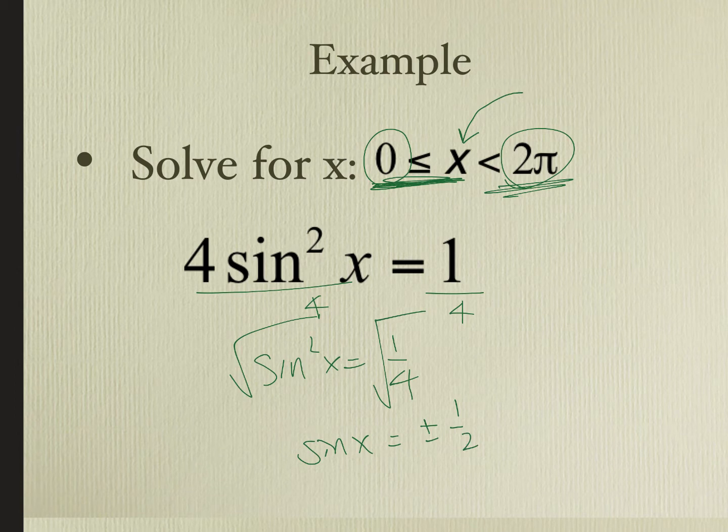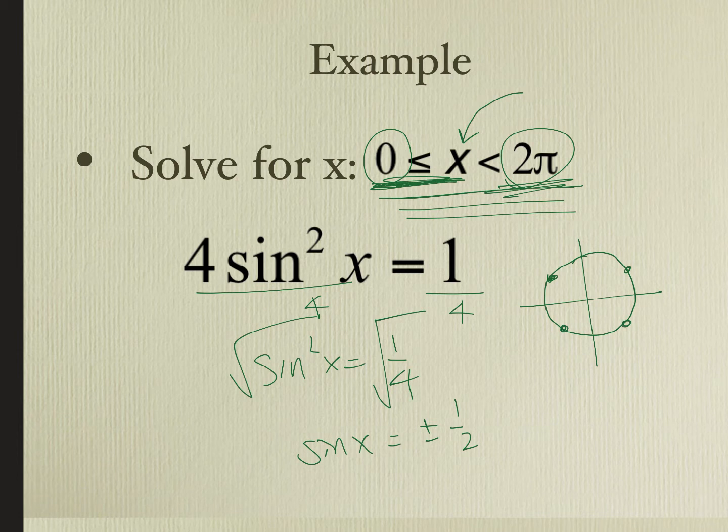Don't forget the plus or minus, or you end up only getting 2 answers when this problem actually has 4. So I'm looking for all the spots on the unit circle, within one rotation, where I have a sine value of either positive 1/2, which happens here and here, or negative 1/2, which happens here and here. So again, hopefully you have your unit circle nearby. This one is pi over 6. This one is 5 pi over 6. This one is 7 pi over 6. And the last one is 11 pi over 6. And if you plug those back in and try them, all 4 of them work.